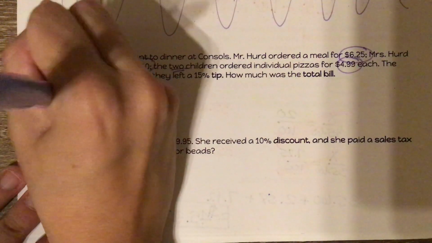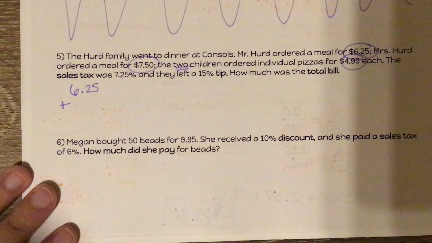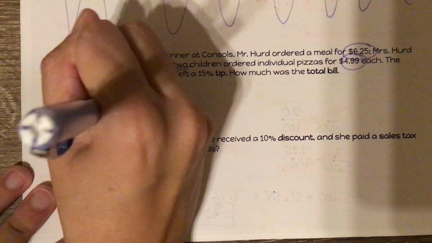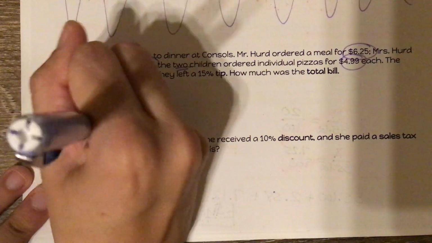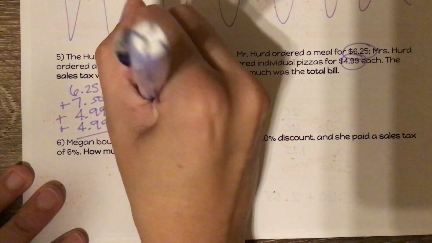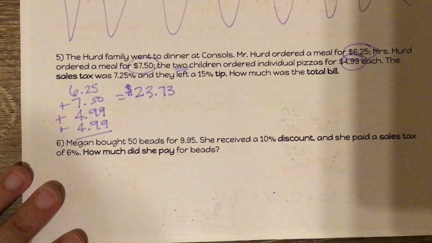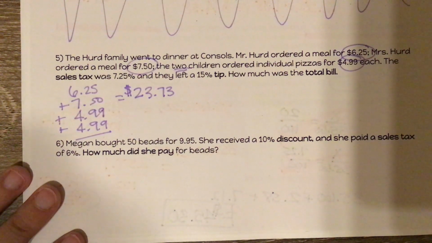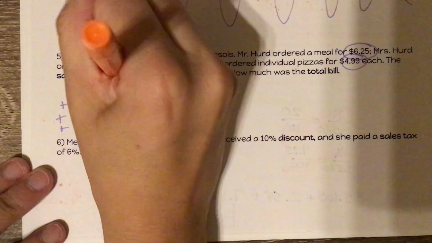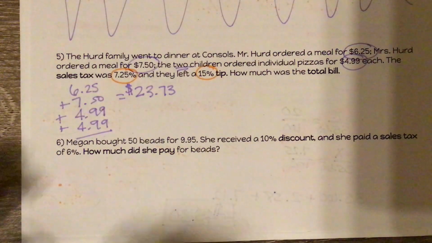So first thing I'm going to do is I'm going to add these up. $6.25 plus $7.50 plus $4.99 plus another $4.99, which gives us a total bill of $23.73. So now we can take into account the other numbers that are given to us. So our 7.25% sales tax and our 15% tip.